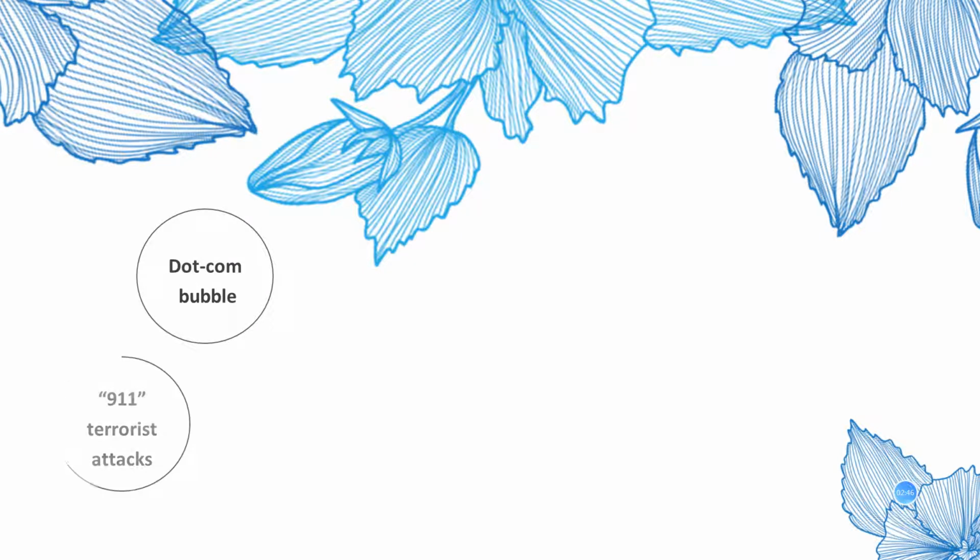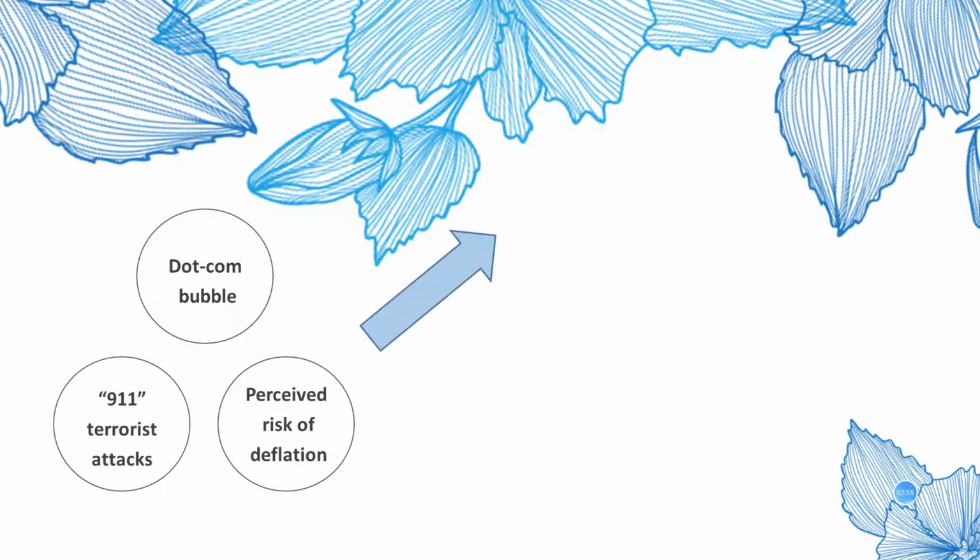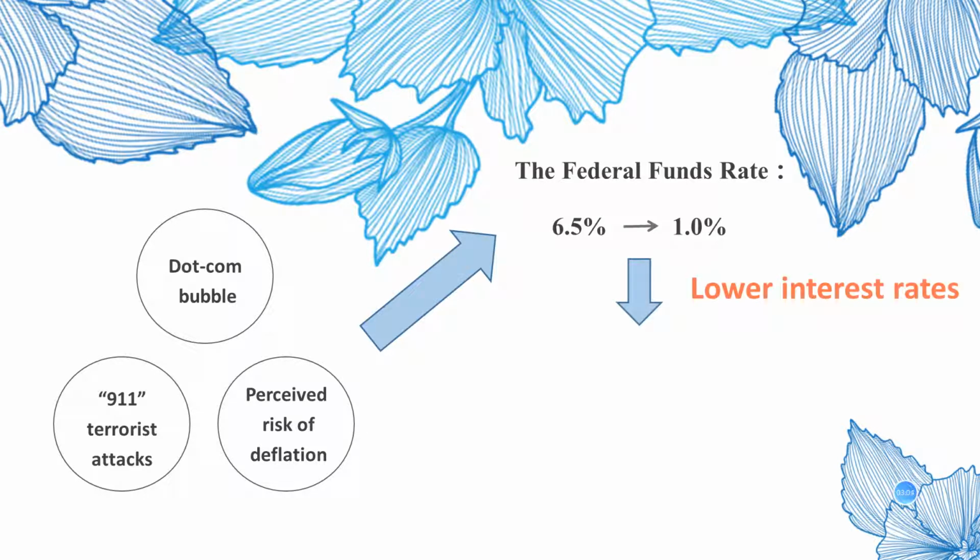From 2000 to 2003, in order to soften the effects of the collapse of the dot-com bubble and the 9/11 terrorist attacks, as well as to combat a perceived risk of deflation, the Federal Reserve lowered the federal funds rate target from 6.5% to 1.0%. Lower interest rates encouraged borrowing. This led to an increase in the national purchasing power.